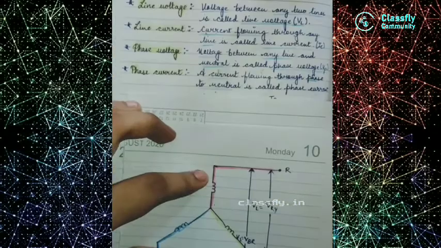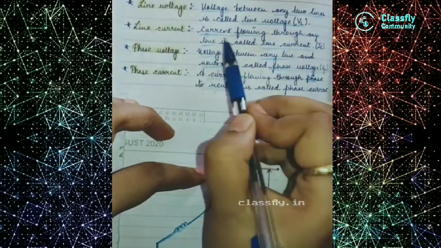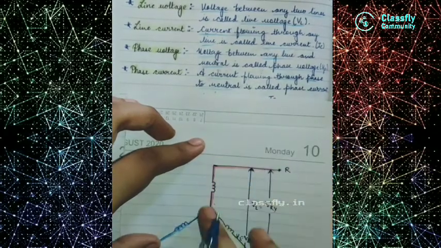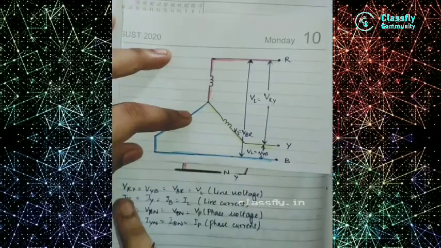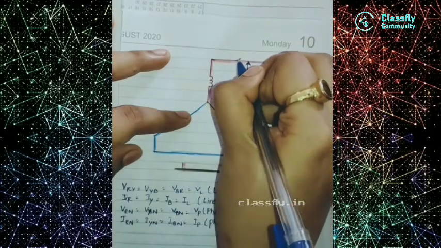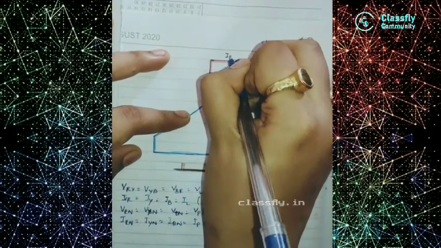Next is line current. The current flowing through any line is called line current. That means the current flowing through any of the lines will be a line current. So let's do it in the star connection. My line currents are IR: if the current is moving through the red line, it will be IR.